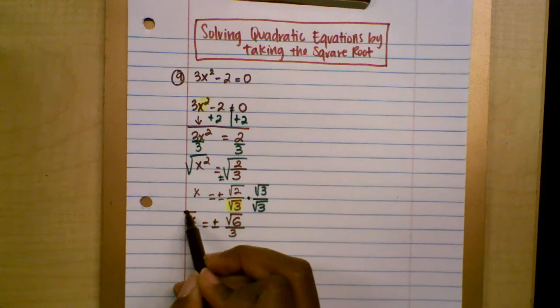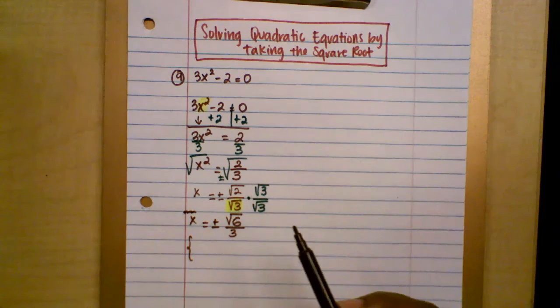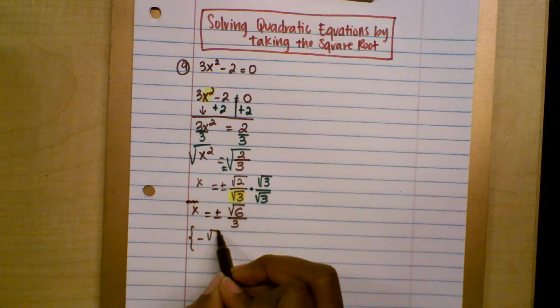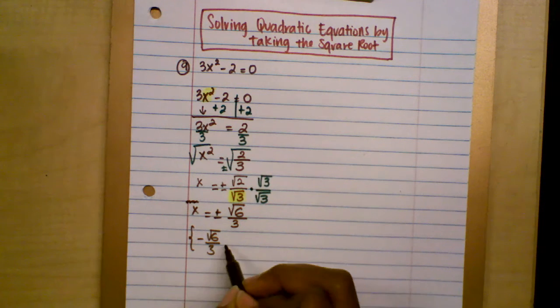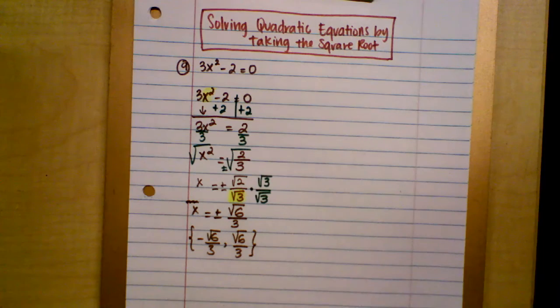Okay. So let me not do that. Let me use a bracket. So you have two answers. The first one is, I'm going to start with the negative value. It's negative square root of 6 over 3, comma, and positive square root of 6 over 3. So you have two solutions.